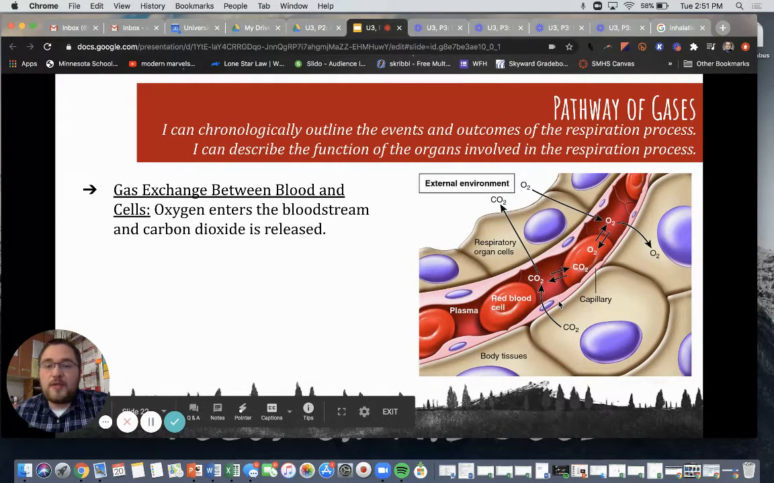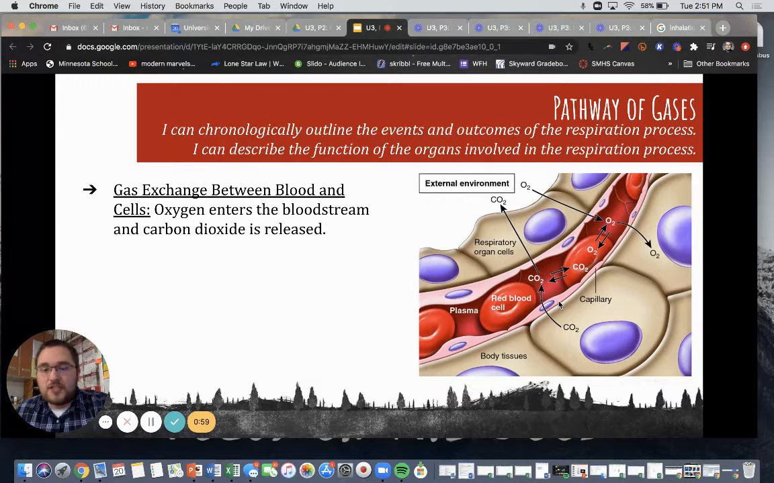Gas exchange between blood and cells. Oxygen simply enters the bloodstream and carbon dioxide is released at that time. So we can confirm that in this diagram. When our oxygen enters, it releases the carbon dioxide within each of the red blood cells.